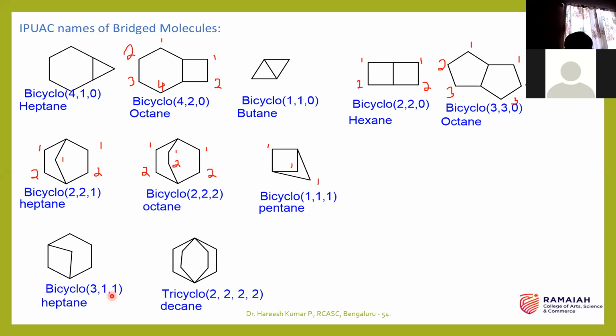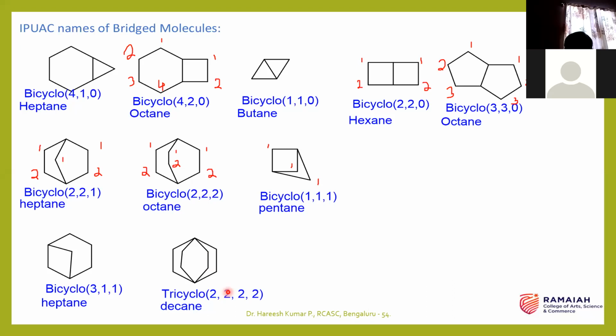Similarly, what you can observe here: 2, 2 carbon atoms. Totally 3 cyclic, tricyclic, 2, 2, 2 decane. So this is how you can name the IUPAC nomenclature for the bridged molecule.